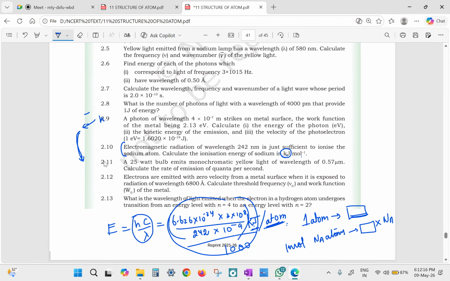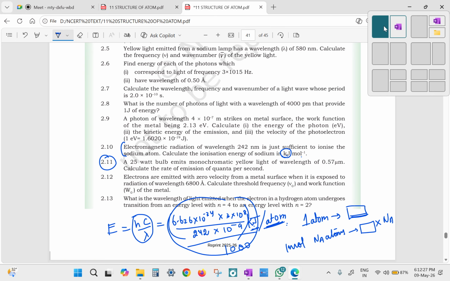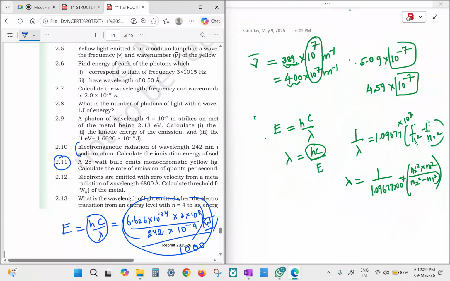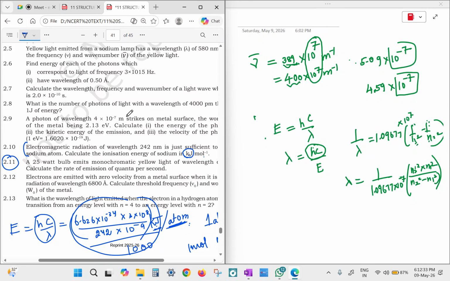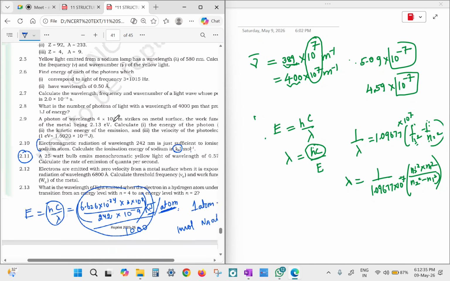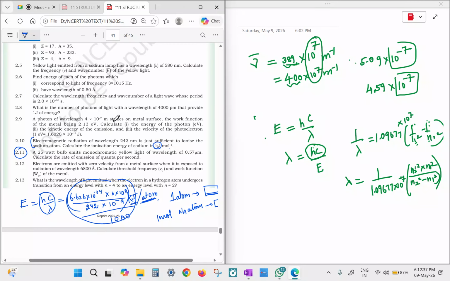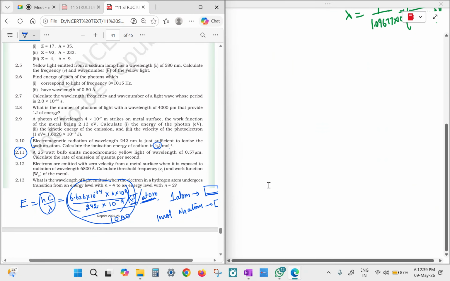Whatever is left out. Did we do this 2.11, children? A 25-watt bulb emits monochromatic yellow light. Did we do that? No? I'm about to try. Sorry? Couldn't understand you, Kanika. Oh, when you told us we could try it, you said we have to try till 2.12.